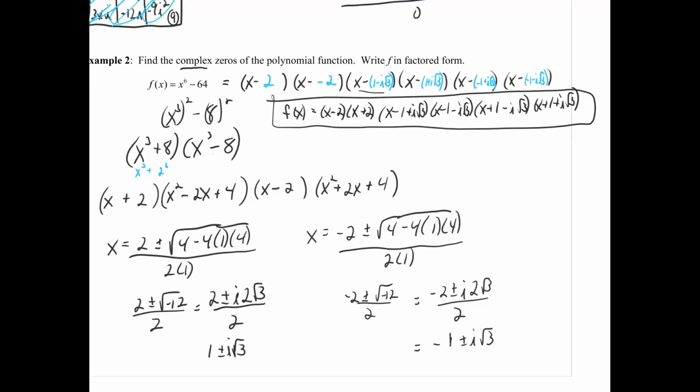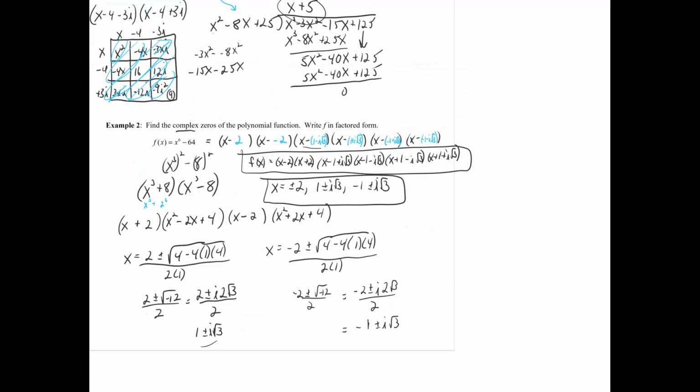Now the zeros are x equals plus or minus 2, and we already found them down here, so there's 2 of them, 1 plus or minus i rad 3, and negative 1 plus or minus i rad 3, and that's it. I hope you found this helpful.